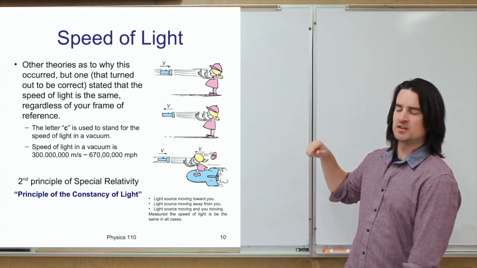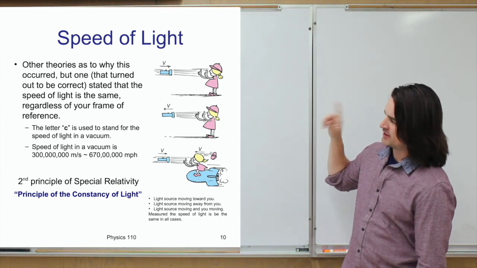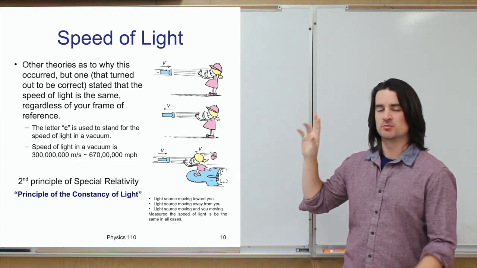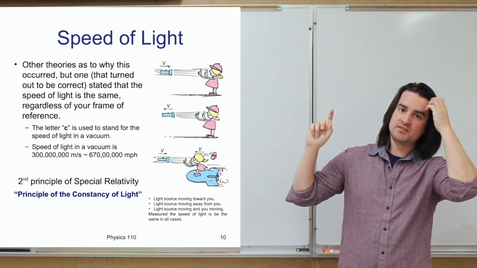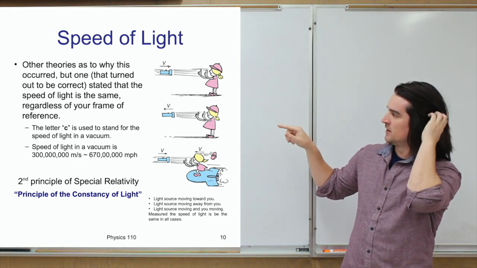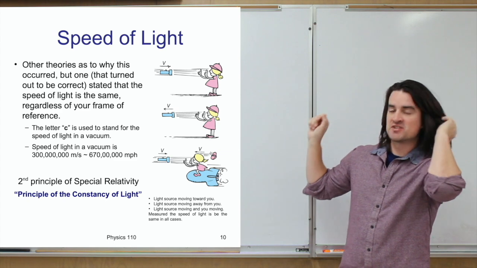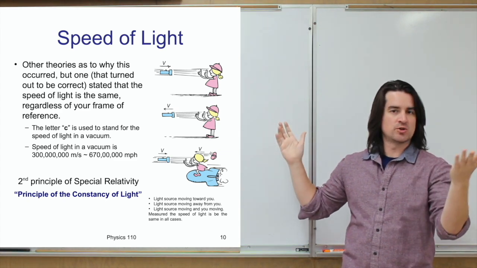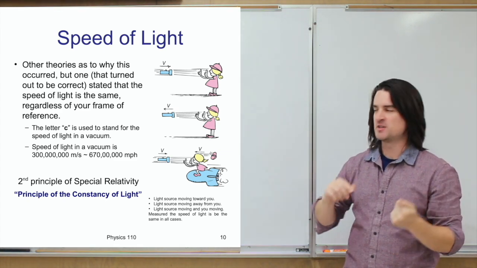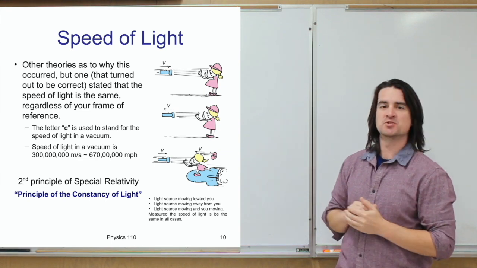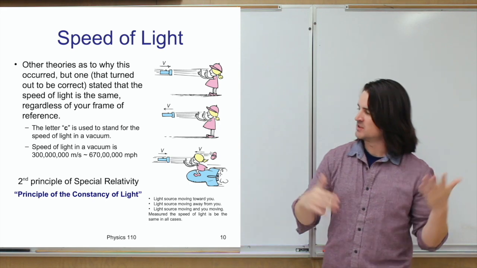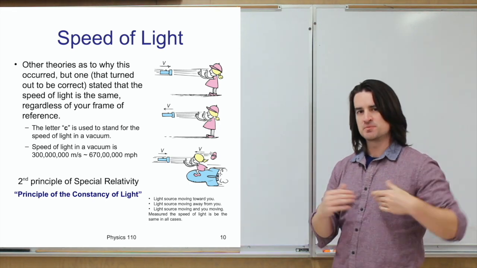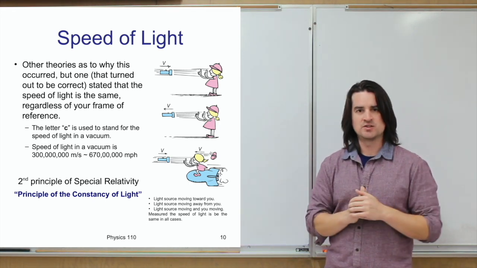And it's useful to use a letter to designate the speed of light in a vacuum. And it turns out we decided to use c for some reason. So c just stands for the speed of light, 300 million meters per second. And this principle, technically, we'd call the principle of the constancy of light, right? So the speed of light is constant in any of these reference frames.